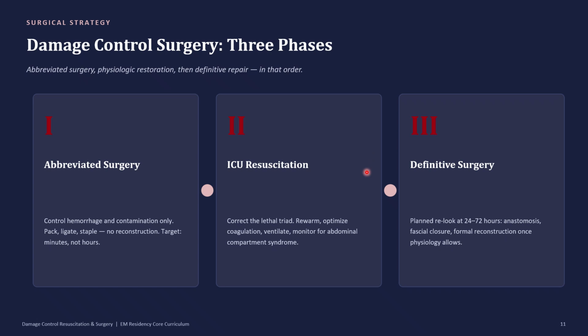Then comes ICU resuscitation. Correct the lethal triad, rewarm the patient, optimize coagulation, optimize ventilation, monitor for abdominal compartment syndrome, and if abdominal compartment syndrome is developing, treat accordingly. Then plan a definitive surgery once the patient has been stabilized and coagulopathy has been corrected. Plan a relook at 24 to 72 hours with anastomosis, fascial closure, and formal reconstruction once the physiology allows.